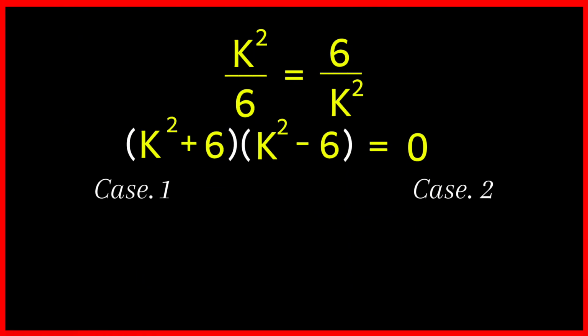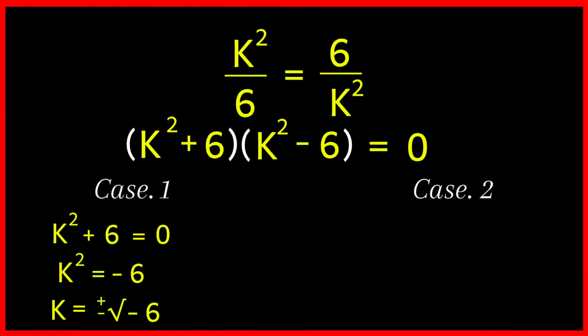In the first case, we let k squared plus 6 equals 0. And solving this gives k squared equals minus 6. Then taking the square root of both sides gives k equals plus or minus root of minus 6. But we remember that the square root of a negative number is not a real number. It involves an imaginary value. And since the question clearly states that k must be a real number, we reject this entire case.